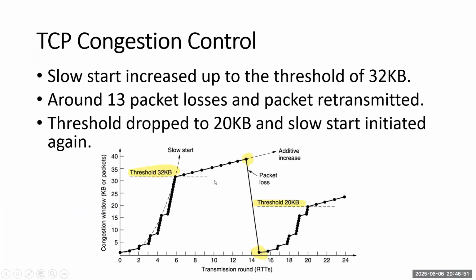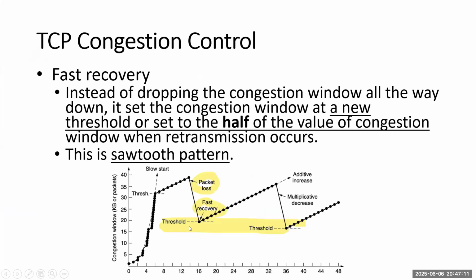So this is not the way to go. You drop it to zero and again keep increasing, but that is not efficient. That is called the slow start algorithm, but it is not practical. The practical approach is like this. Instead of dropping the congestion window all the way down to zero, it sets the congestion window to a new threshold, half of the value. So the new threshold is half, not taking it to zero and then increasing. That is called the sawtooth pattern.